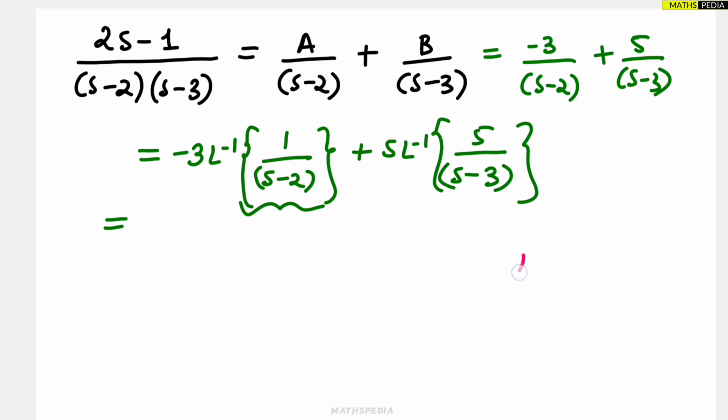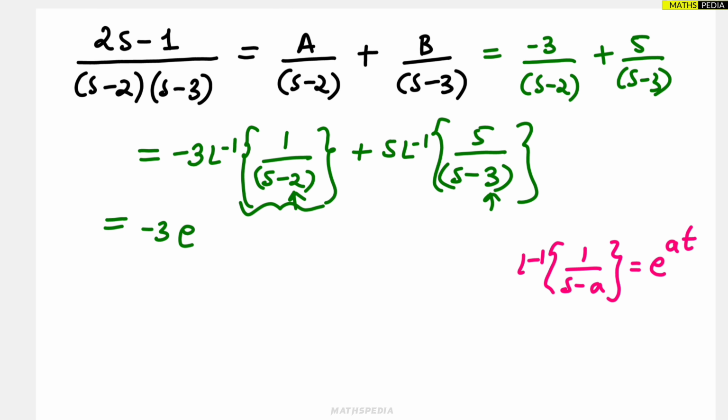So what is the Laplace inverse formula? Laplace inverse of 1 divided by s minus a is equal to e power at. So what is a over here? Here a is 2 and there it is 3. So it will be minus 3 e power 2t plus 5 e power 3t. So this will be the final answer. I hope you understood this problem.